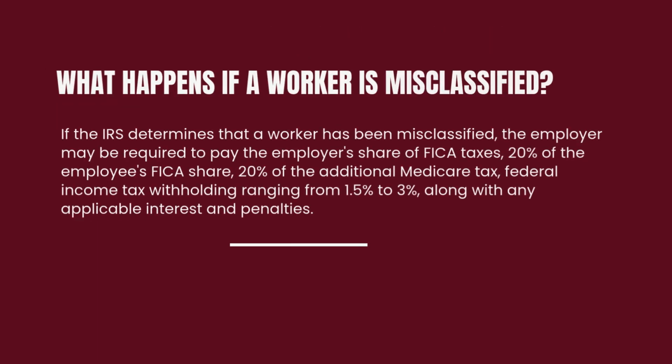What happens if a worker is misclassified? If the IRS determines that a worker has been misclassified, the employer may be required to pay the employer's share of FICA taxes, 20% of the employee's FICA share, 20% of the additional Medicare tax, federal income tax withholding ranging from 1.5% to 3%, along with any applicable interest and penalties.